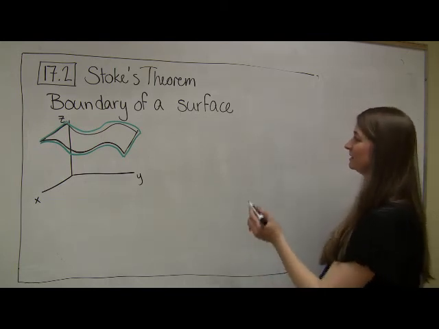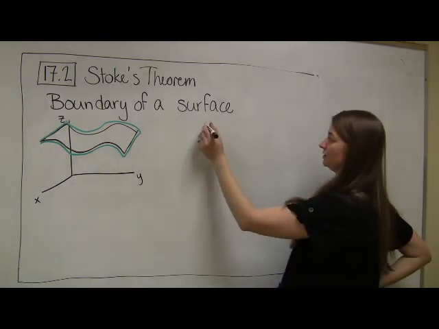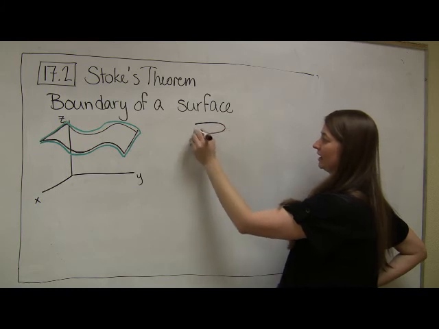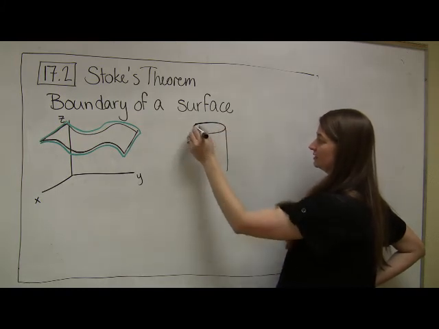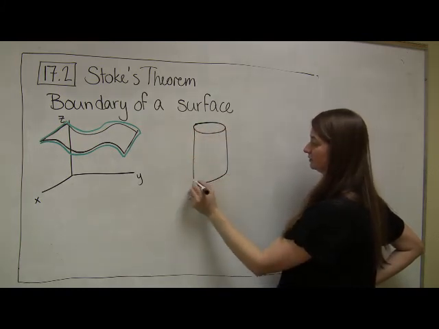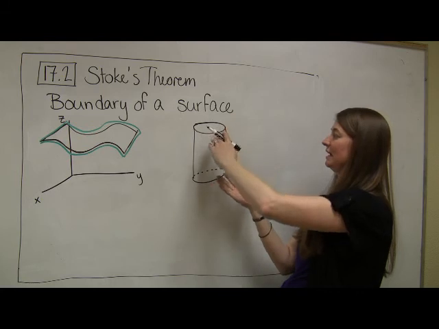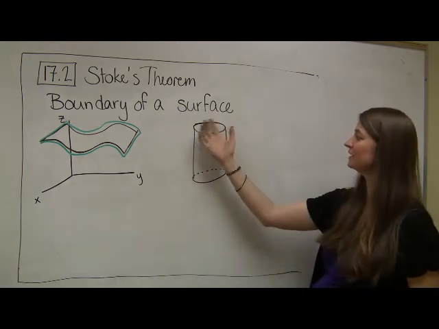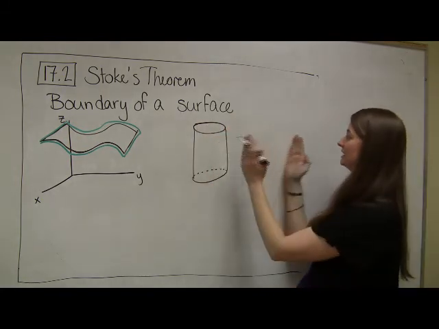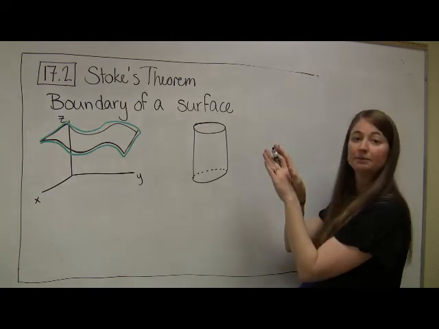Let's say that we have something that's a little bit more challenging. Let's say that I have a cylinder. So it's just the hollow cylinder, it's not filled in, it doesn't have any caps. And I'm asking, what is the boundary of this surface? It's like a sheet that's been all rolled up, right?